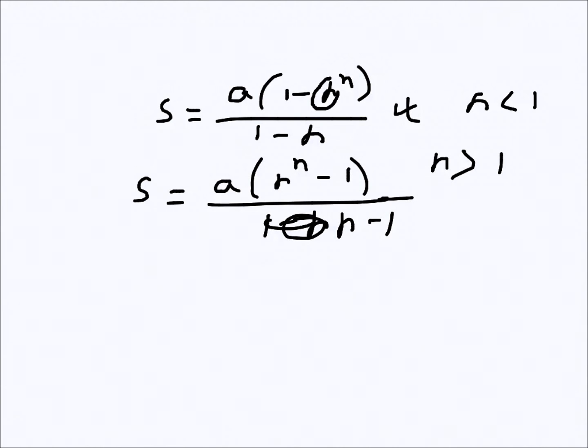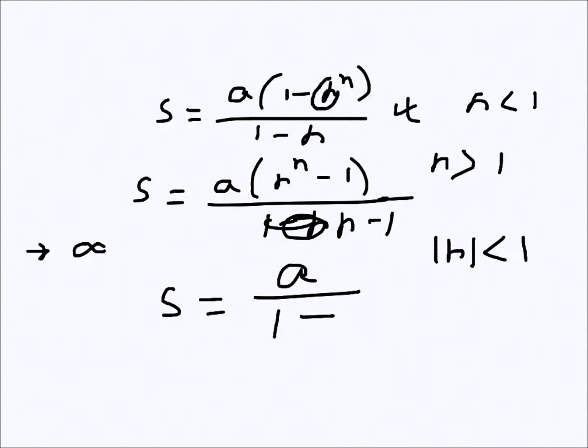But for the infinite case, the sum is only valid when the magnitude of the common ratio is less than 1, whether it's positive or negative, as long as the value is less than 1. Only then is the infinite sum possible with this formula. So for an infinite series, when the magnitude of the common ratio r is less than 1, this formula is valid.